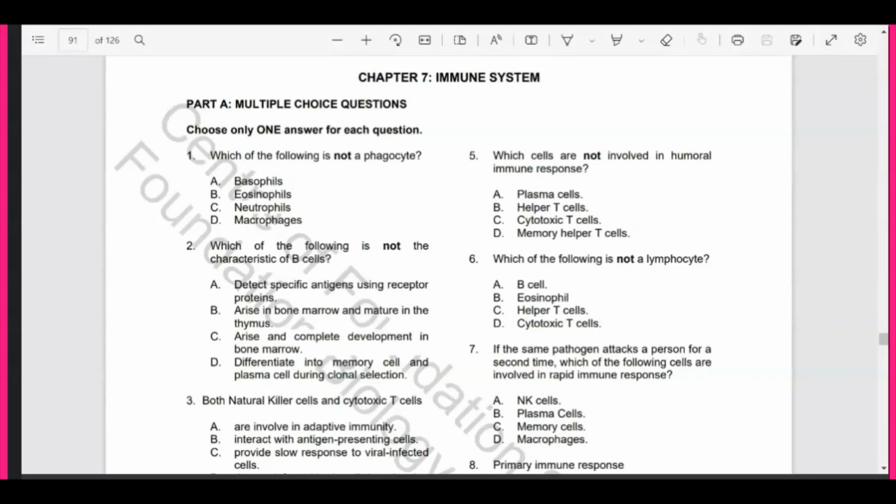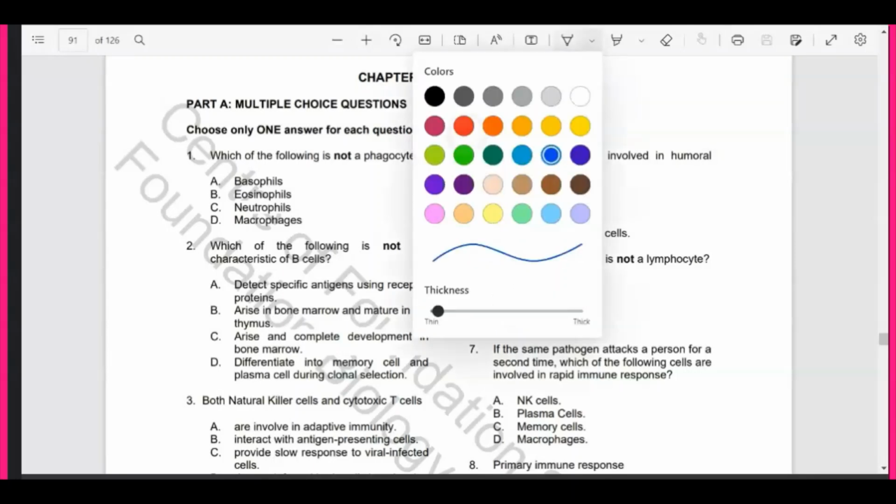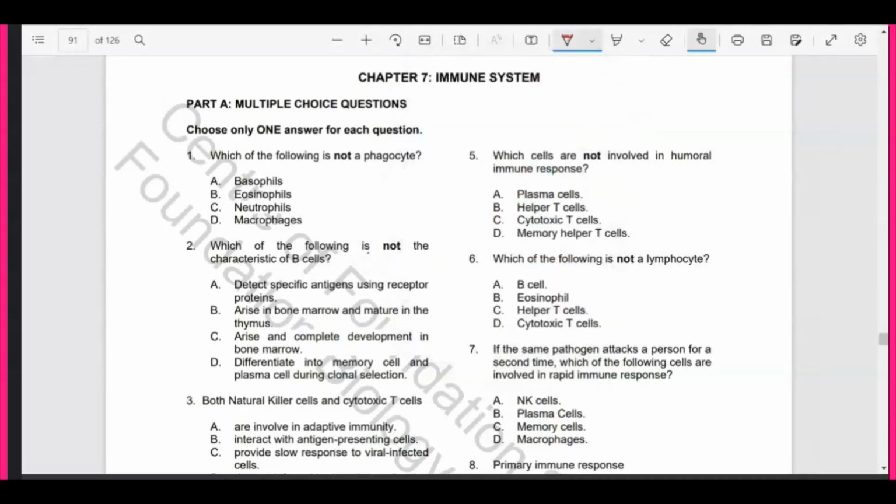Which of the following is not a phagocyte? The answer is A, basophils. Yang lain semua tu phagocyte. So what is a phagocyte? Apa tu phagocyte?